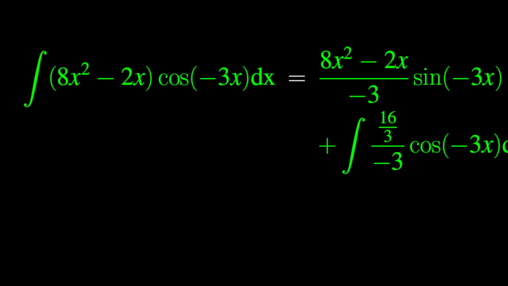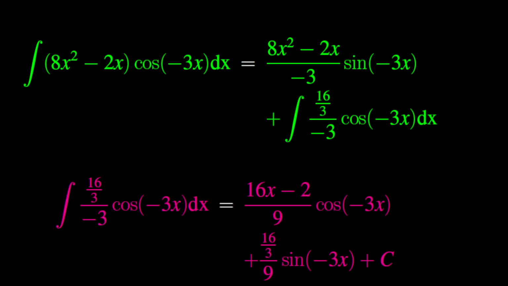Now we have to aggregate the results of these repeated applications of integration by parts to get the final value of the antiderivative of 8x squared minus 2x times cosine of minus 3x. The first integration by parts gave the following result. So, the integral of 8x squared minus 2x times cosine of minus 3x dx is equal to 8x squared minus 2x over minus 3 times sine of minus 3x, plus the integral of 16 over 3 over minus 3 times cosine of minus 3x dx.